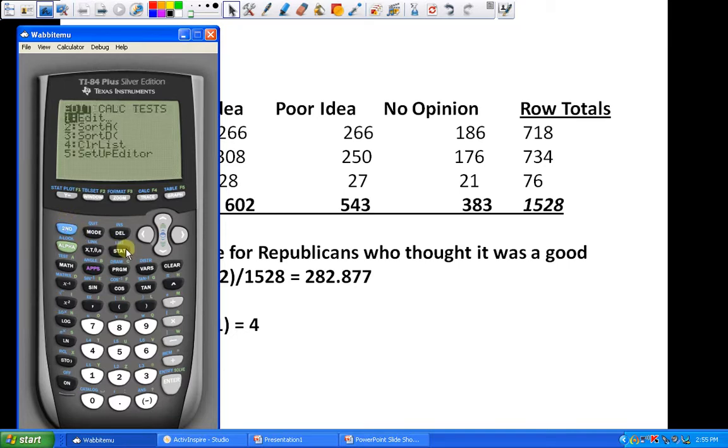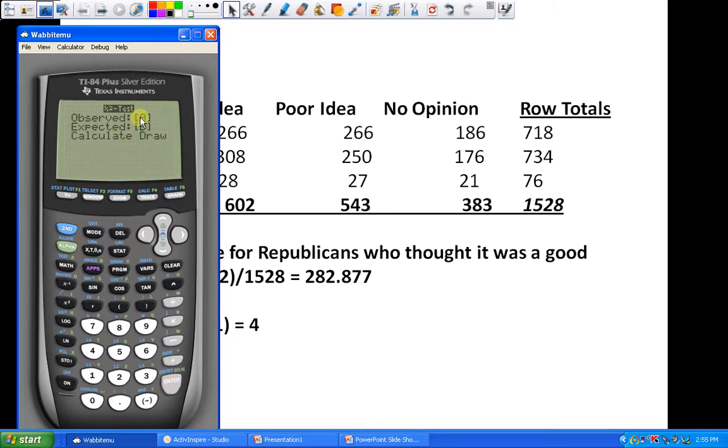So now, if I go to stat test, go down to the bottom. Now, I don't want chi-squared goodness of fit, I just want chi-squared. Notice that this is true for the independence or test of homogeneity. Everything that we've talked about for this example is the same for both tests. I'll talk about what the difference is in a minute.